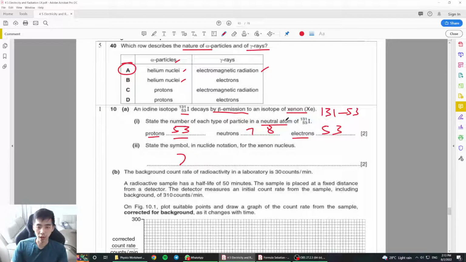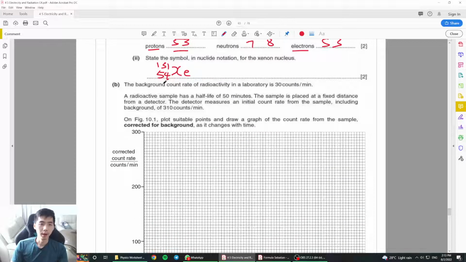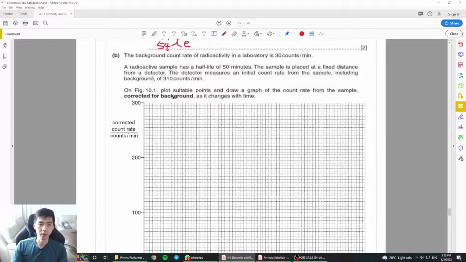Sorry, it went through the beta decay already, guys. So from here, it's going to be 131 and 53. Go through beta decay, which is 0, -1, and it's going to be 131 and 54 here. Alright, so it's going to be Xe, 131 and 54. This is supposed to be your answer.